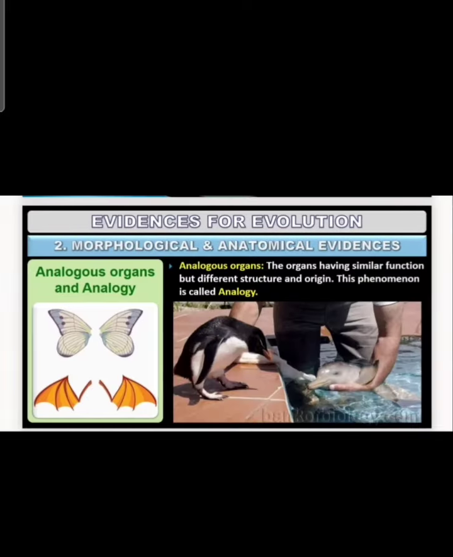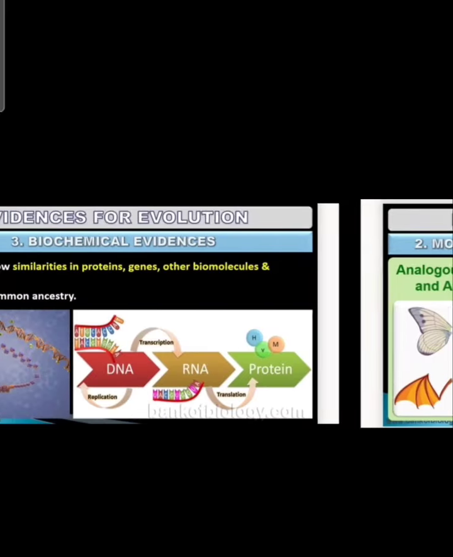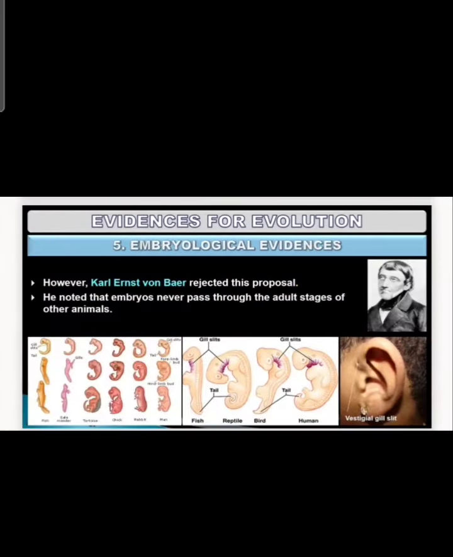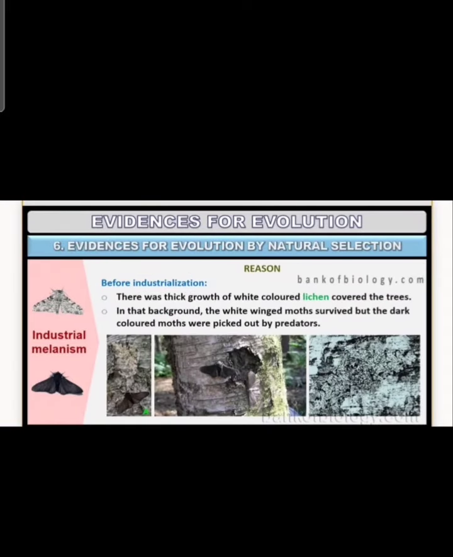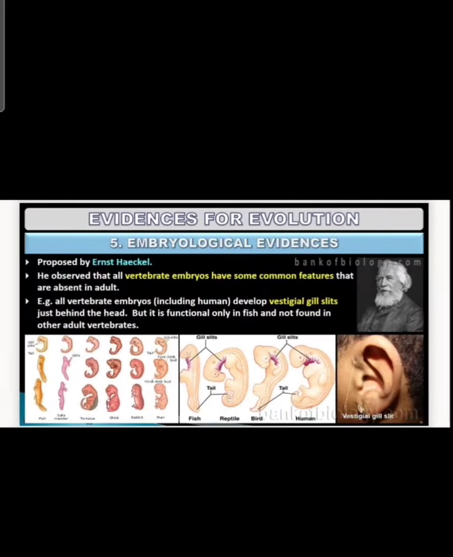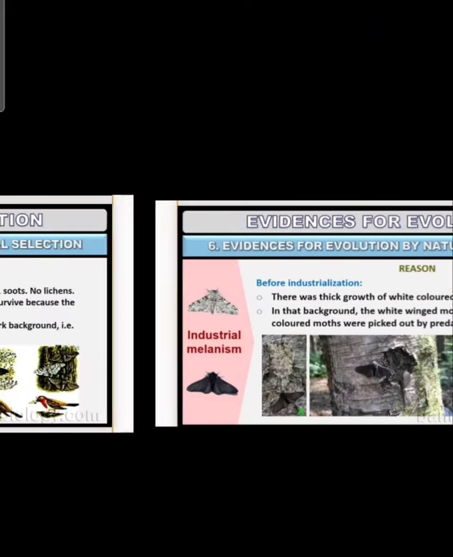We went a little in depth and studied some examples, but this is very important: adaptive radiation, natural selection, and Miller's experiment. All of them are very important from this chapter.